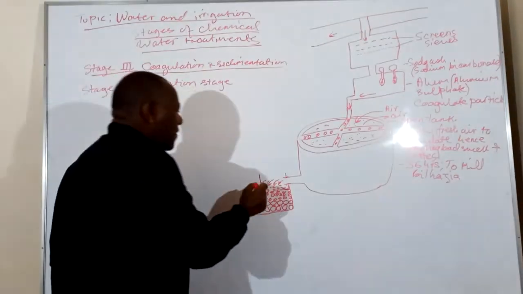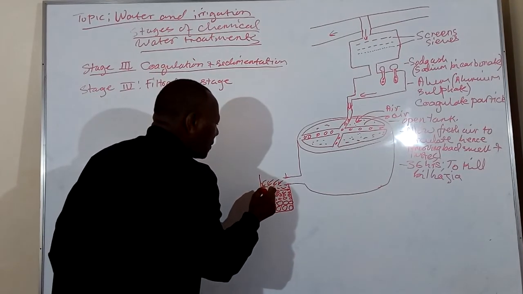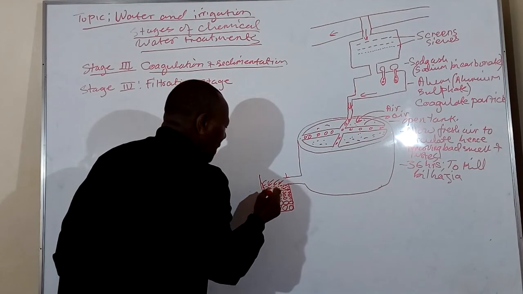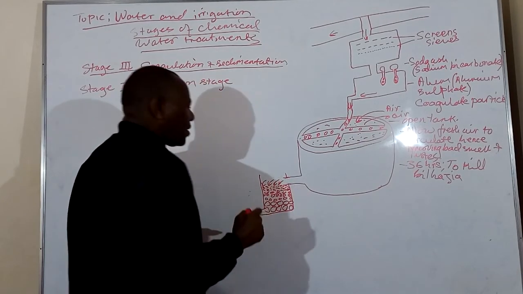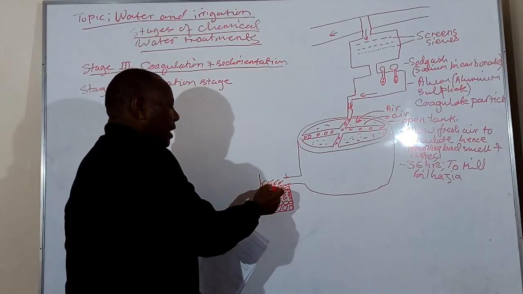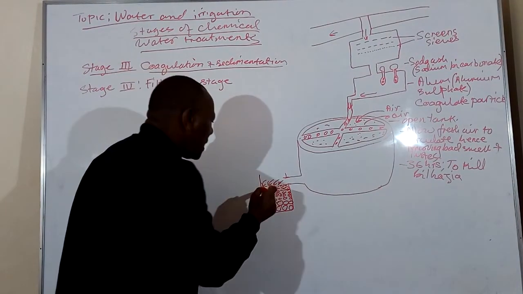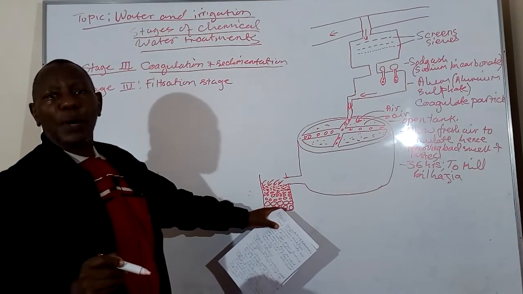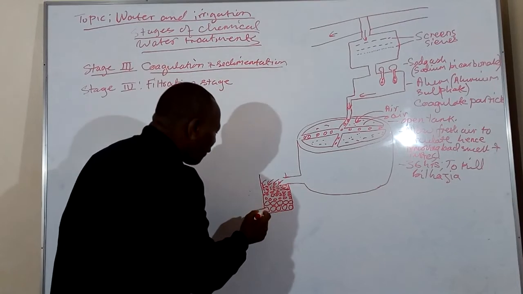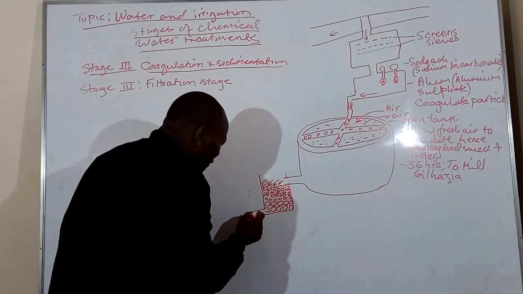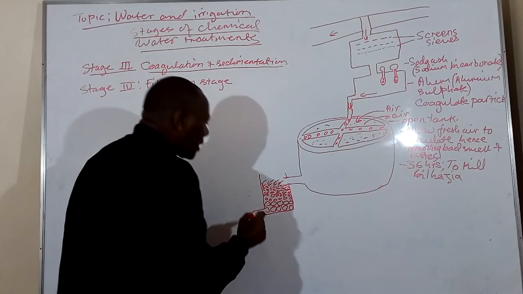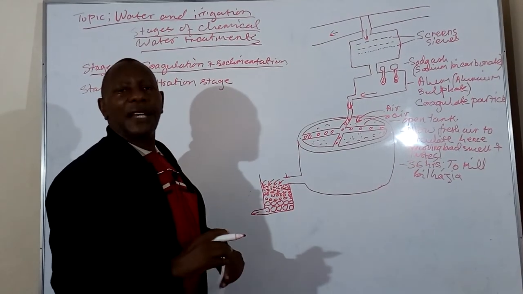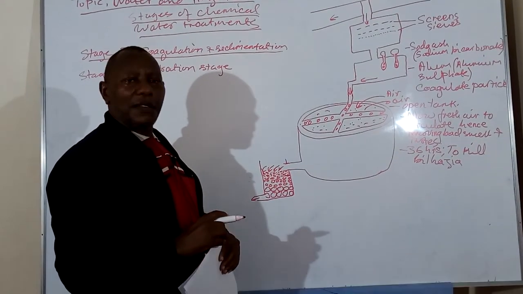As you can see, there are very, very tiny silty particles in this area. And these silty particles are able to trap even the tiniest of the particles that are found in water. And this ensures that the water that will flow out of this stage is very, very clean.